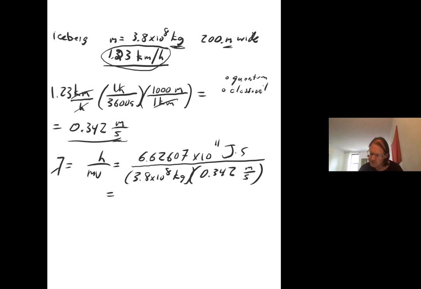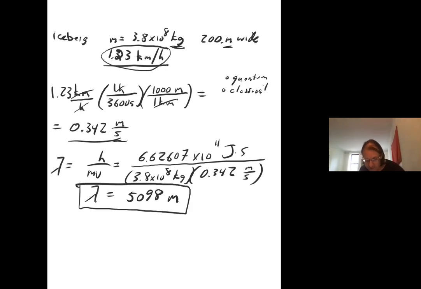So 6.62607 times 10 to the 11th, divided by 3.8 times 10 to the 8th, divided by 0.342. And you get a big number, 5098. It comes out to meters, just like we did in the previous example. So there's your wavelength. The size is 200 meters.